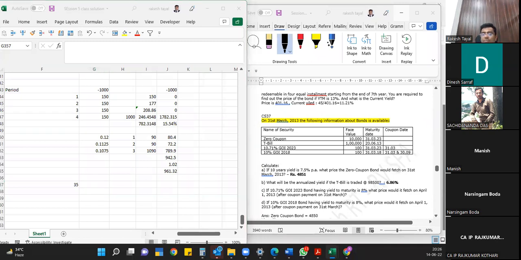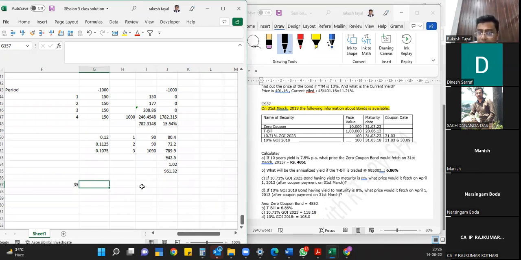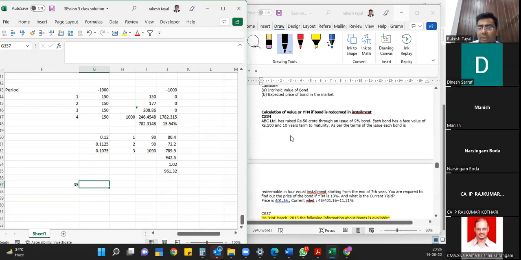34, sir. 37. 34. 34 is okay. ABC Limited has raised 50 crore through an issue of 9% bonds. Each bond has a face value of ₹500 and 10 years term to maturity. As per the terms of issue, each bond is redeemable in 4 equal installments.